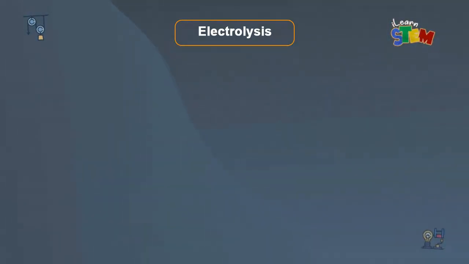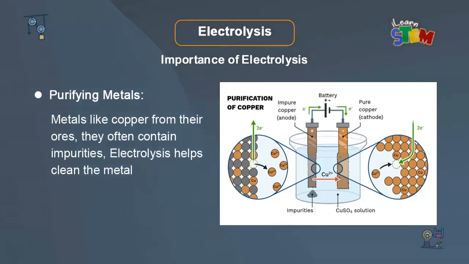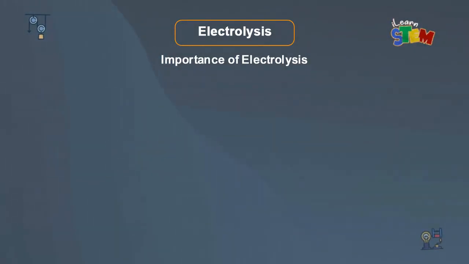Electrolysis is an important process in science and industry. It uses electricity to break down substances. Here's why it matters and where it's used. When we extract metals like copper from their ores, they often contain impurities. Electrolysis helps clean the metal so it becomes pure and ready for use in wires, tools, and machines. Example: purifying impure copper to pure copper using the electrolysis process.